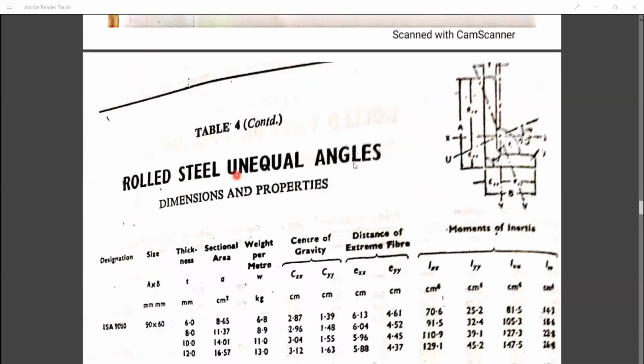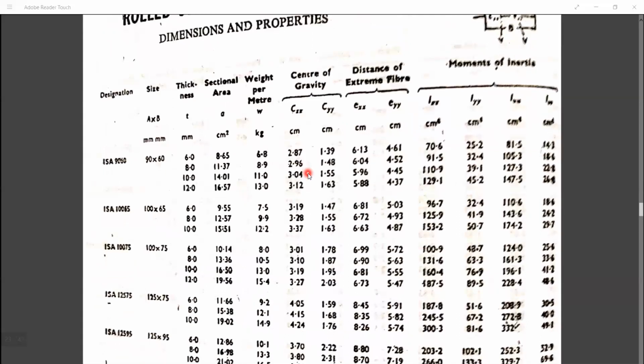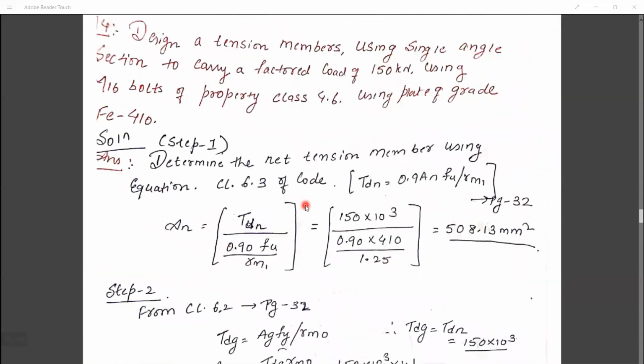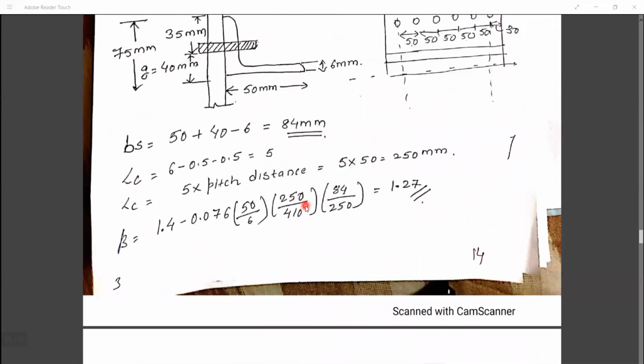See this page, rolled steel unequal angles. If you go here, rolled steel unequal angles, there you will find for single angle section 6.67 centimeter square, like that. So there you can see for double angles.